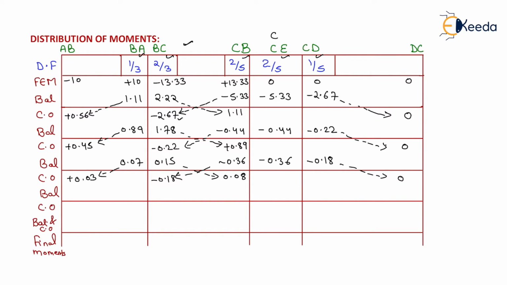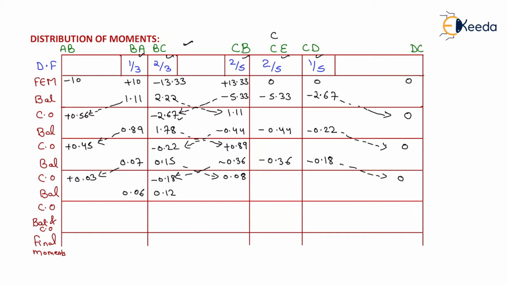Now at joint B, there will be an unbalanced moment of minus 0.18, which needs to be balanced by a moment of plus 0.18, which needs to be distributed in BA and BC according to their distribution factor. If we multiply the value 0.18 by 1 by 3, we will get this value as 0.06. If we multiply 0.18 by 2 by 3, we will get this value as 0.12.